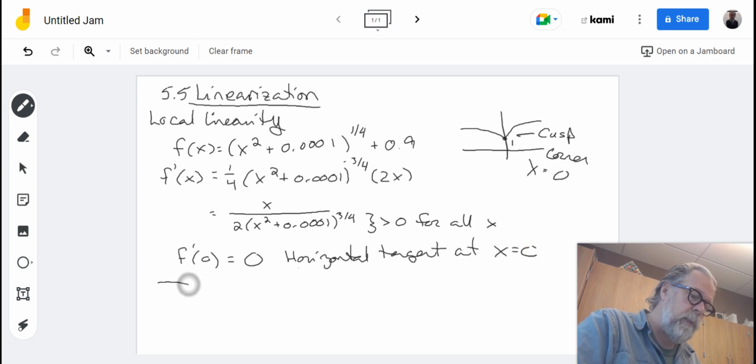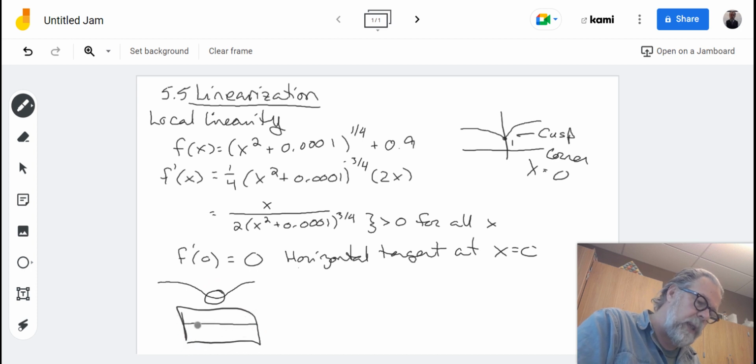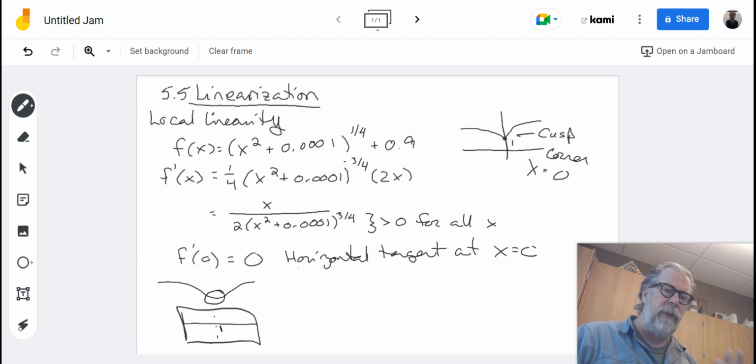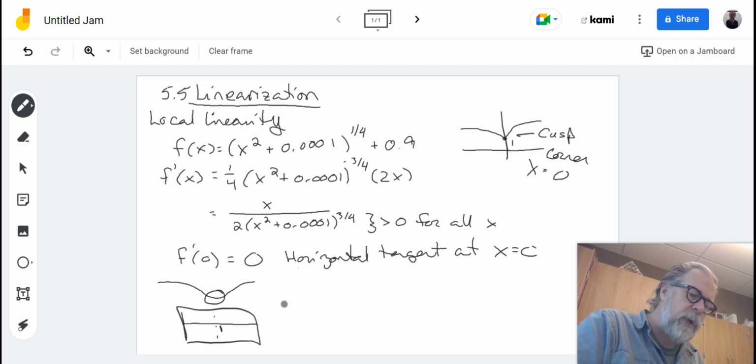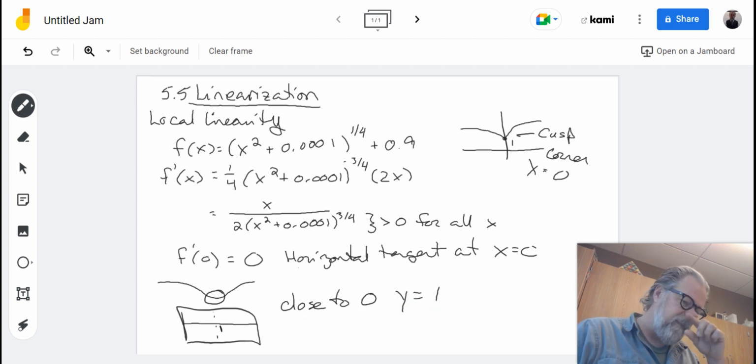In fact, if you zoom in far enough, what you discover is that you get a graph that looks like this, right at x equals 0, y equals 1. Which means that if we get close enough, for numbers close to 0, we can just say, oh, y is equal to 1. So what are the ramifications of this?